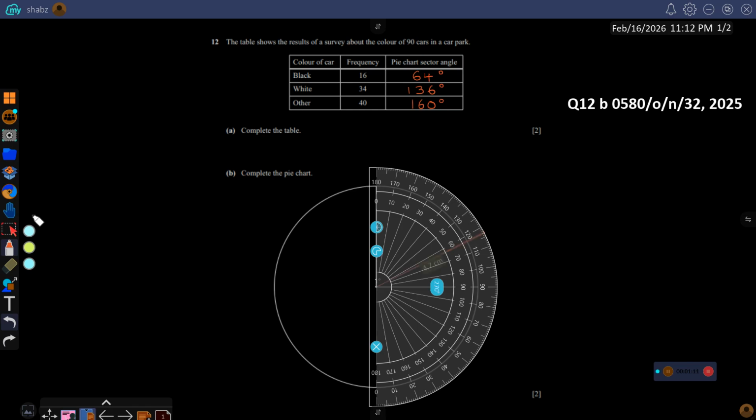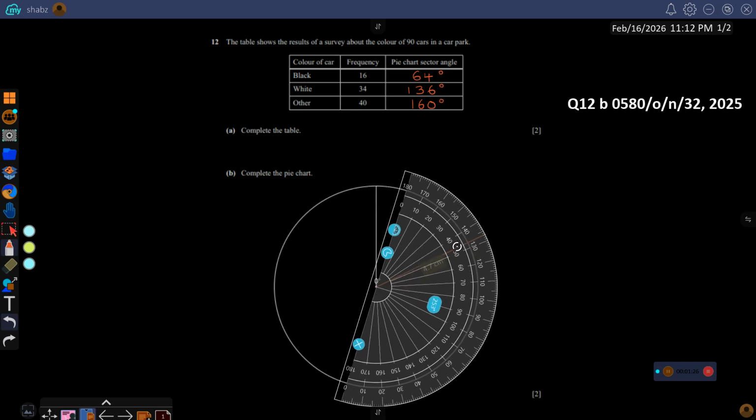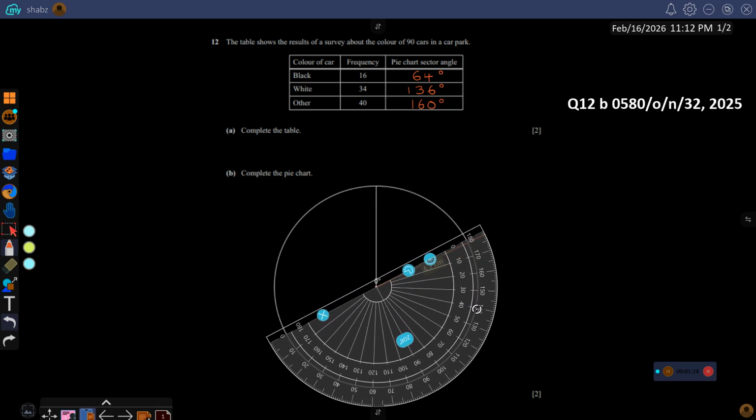So you will have to mark at 64. Take your pencils, mark at 64. Yeah, this is 64. Then again shift your 0 line to this line which you have already drawn and mark the next angle, which is 136, or else you can take 160 because maybe this will feel difficult to you to check. So 160, so 0 is here, 160 will be here exactly.